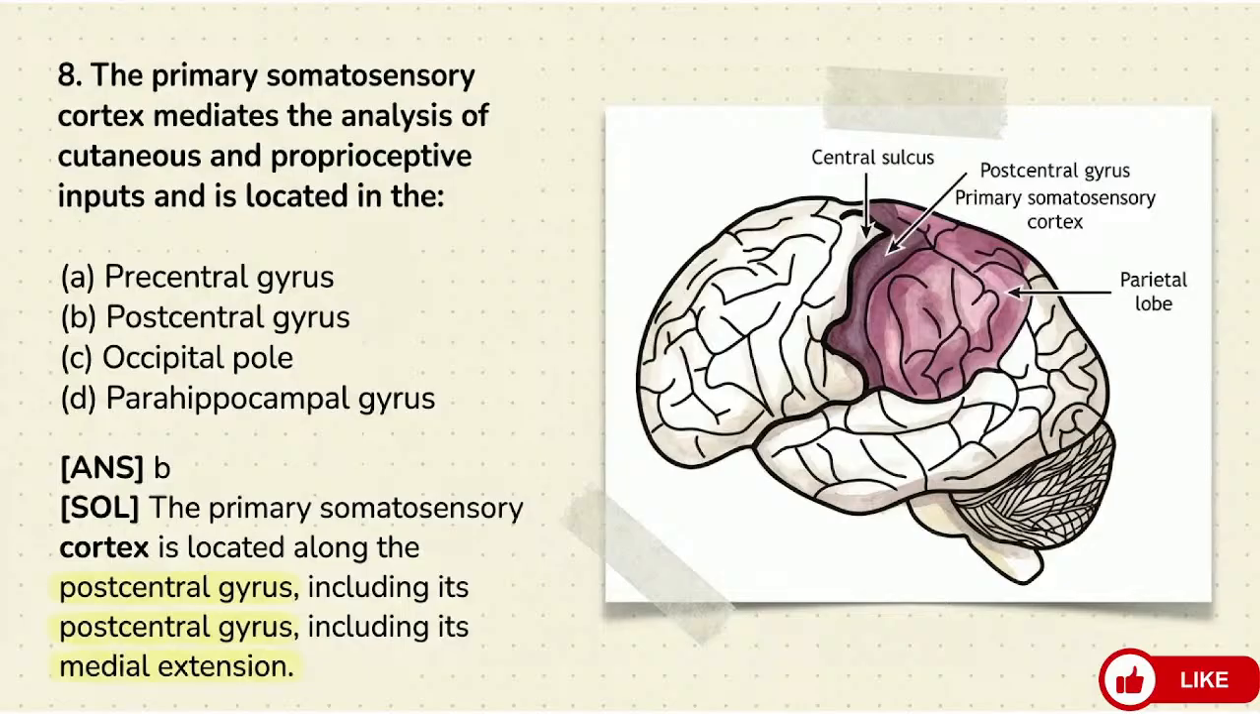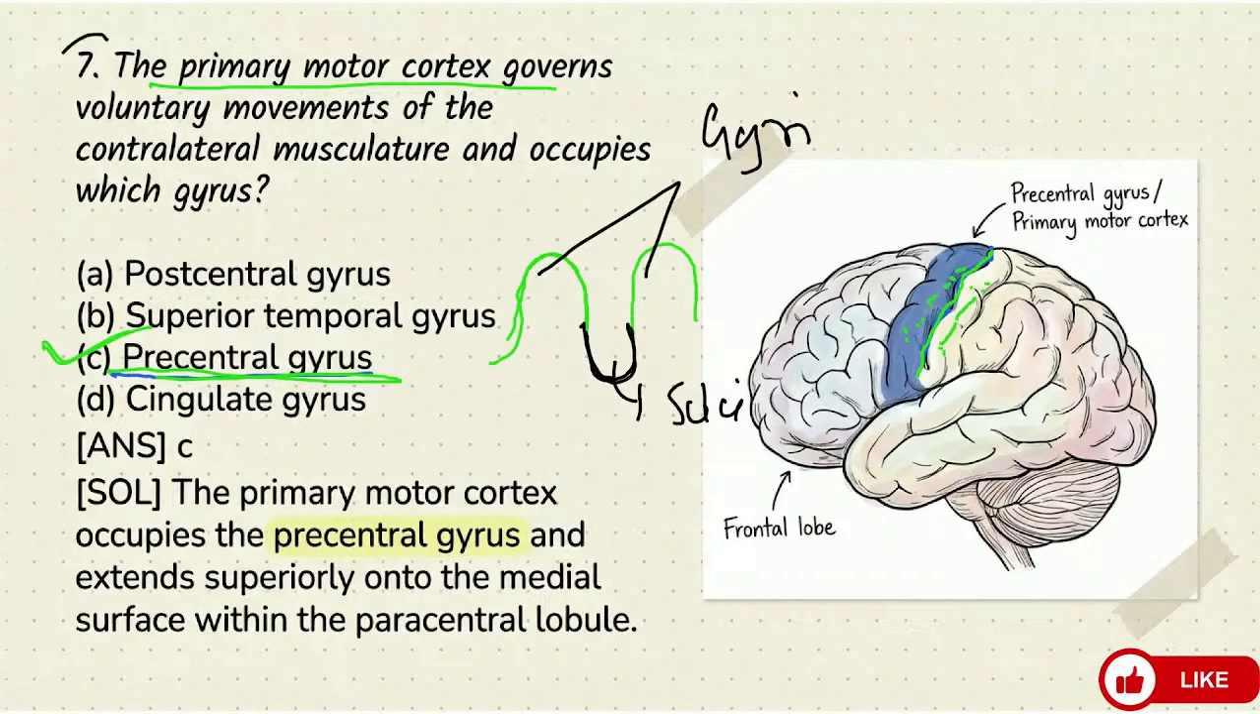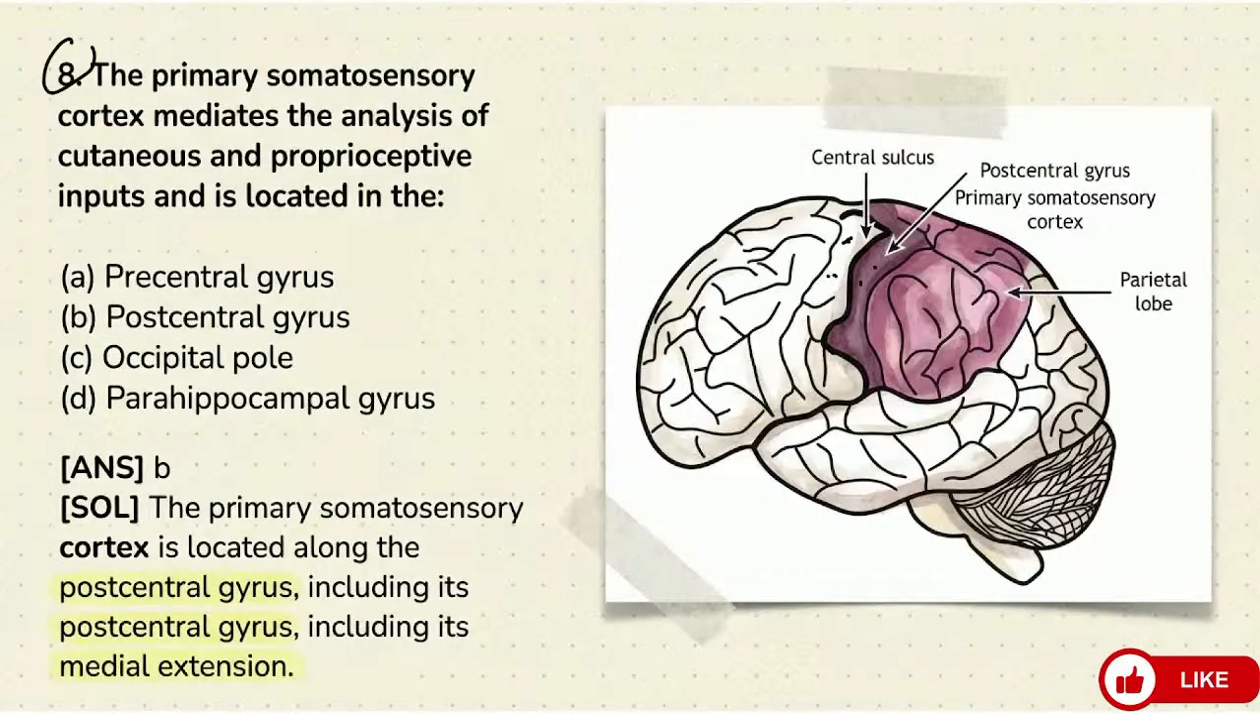The primary somatosensory cortex mediates the analysis of cutaneous and proprioceptive inputs and is located in dash. That is the postcentral gyrus. Here this is the precentral, this is the postcentral gyrus. These two are very, very important questions, 7 and 8. The primary somatosensory cortex is located along the postcentral gyrus, including its medial extension.